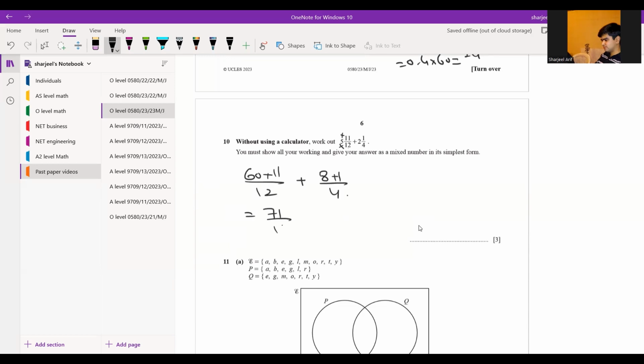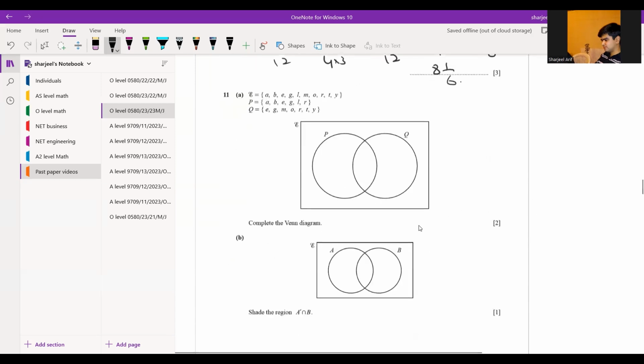So 71 by 12 plus 9 by 4. LCM will be 12. So 71 plus 4 times 3, 9 times 3, 27. That would be 98 by 12. And our answer will be 49 by 6. Or you can say in compound fraction, this is 8 1 by 6. That is our answer. For question number 11, we have to complete the Venn diagram.